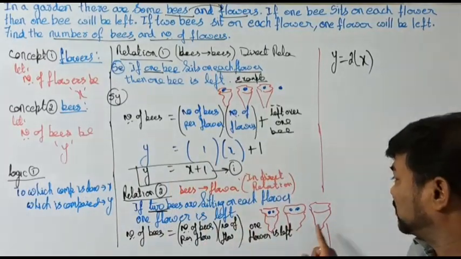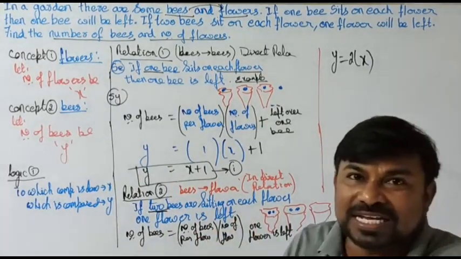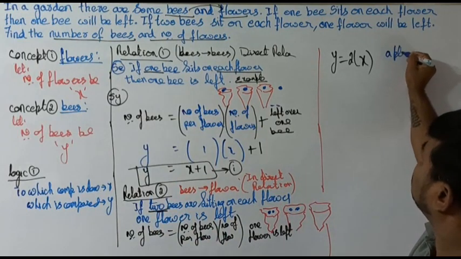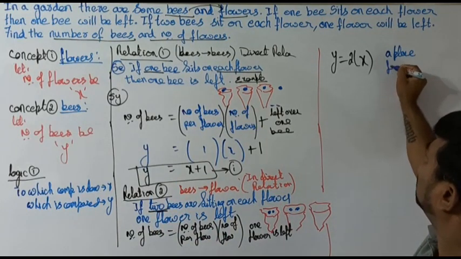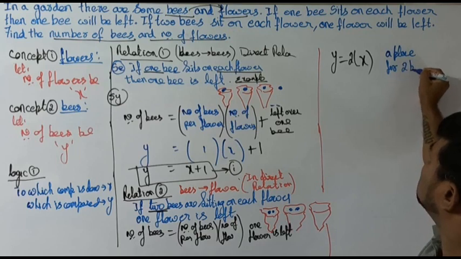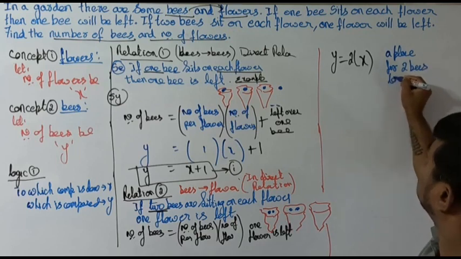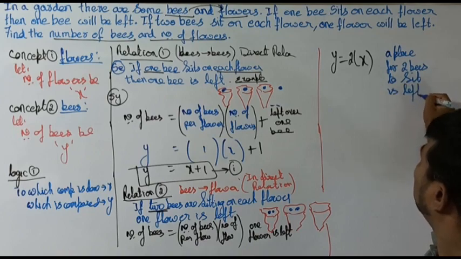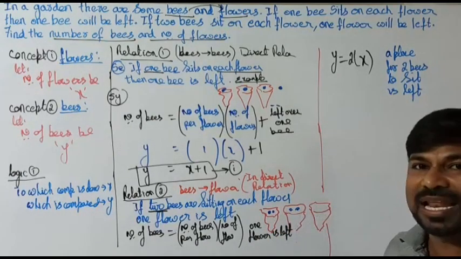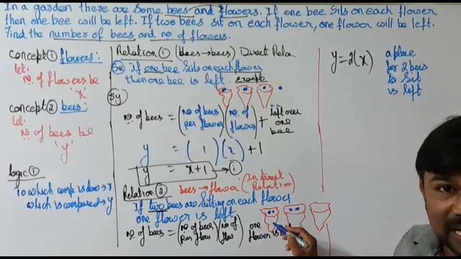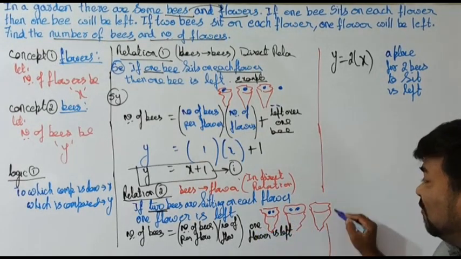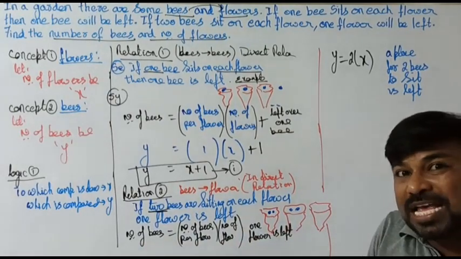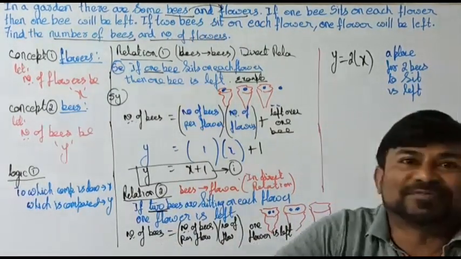Instead of saying 1 flower is left, I like to call it a place for 2 bees to sit is left. That's the logic point. Instead of saying 1 flower is left, as I have to talk in terms of bees, I like to say a place for 2 bees is left.